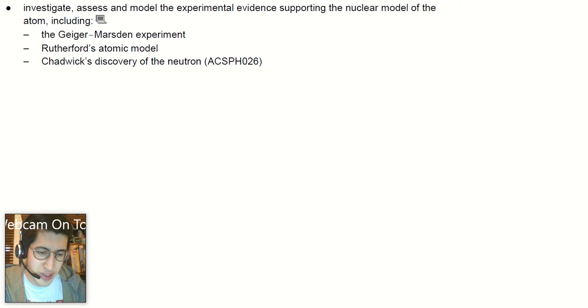So Thomson discovers the electron. He creates the plum pudding model of the atom, which is where you have the atom, which is made out of positive stuff, and the negative electrons are embedded in it like plums in a plum pudding.